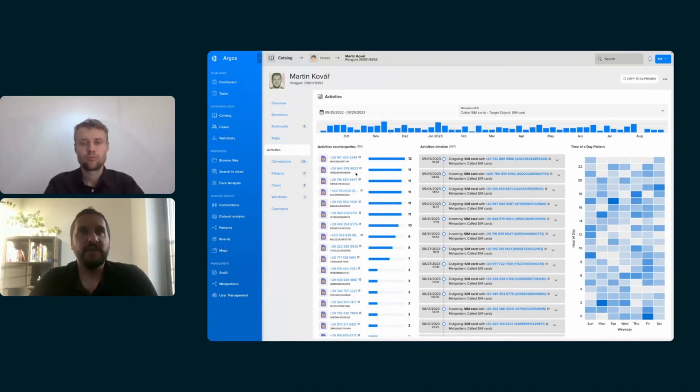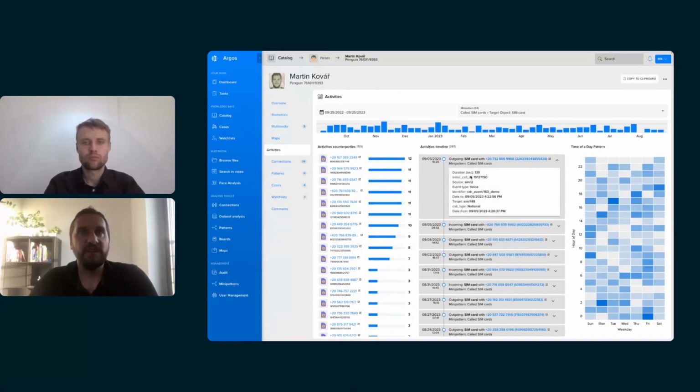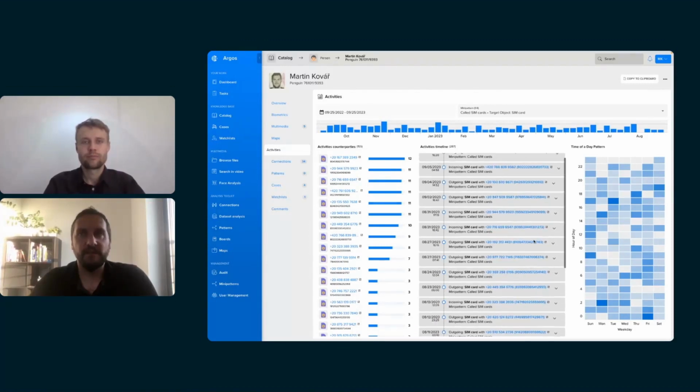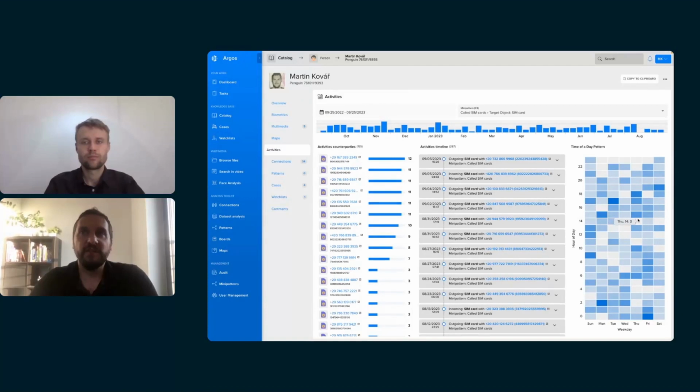I can see the list of unique counterparties with their interaction counts. In the middle section, I have all the events sorted by time, line by line, with the ability to dig deeper. For example, if it's SMS content, I can see more details about it. And in the right section, there's something we call the time of day pattern, or pattern of life. This is statistics about repeating actions or behavior.